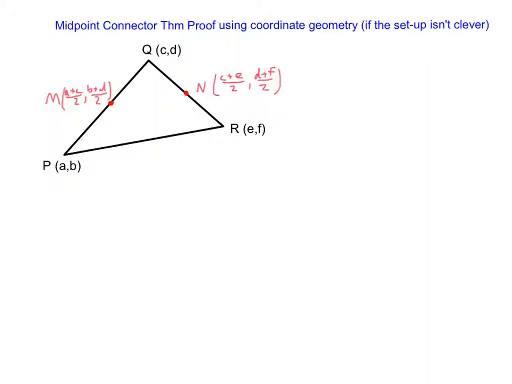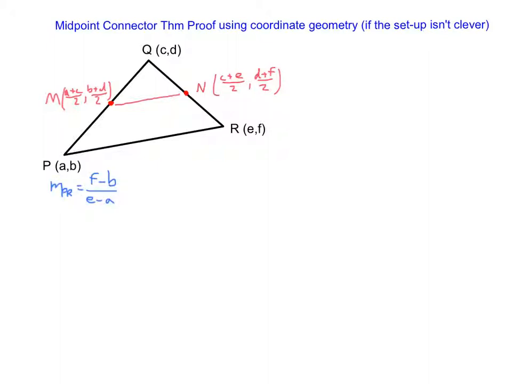on both of the sides. So that was an application of the midpoint formula, where you take x and x, average them, y and y, average them. Okay, so first thing that is going to happen is that this line that we create, MN, we want to show that that is parallel to the bottom line, PR. And we do that in coordinate geometry by testing slopes.